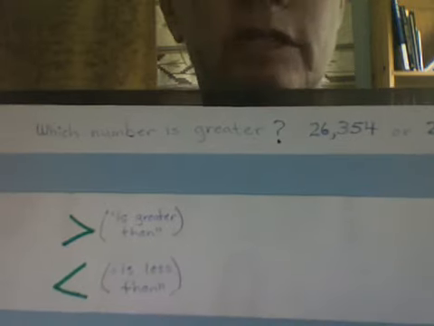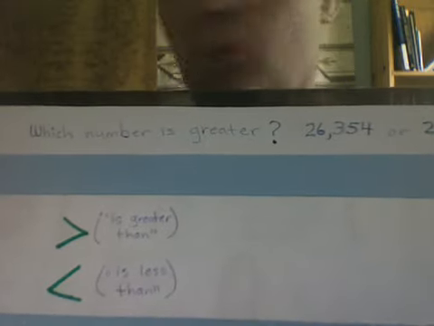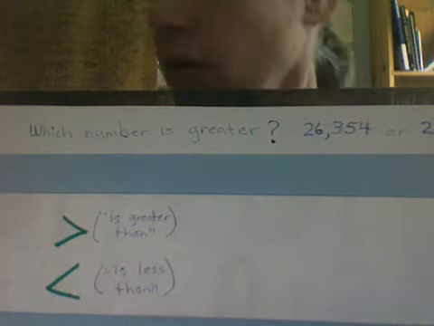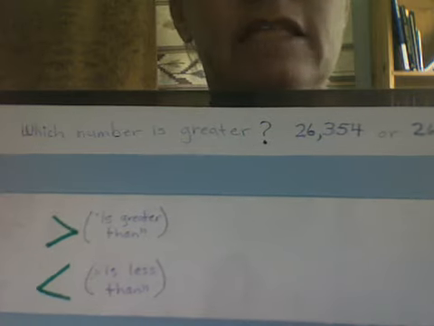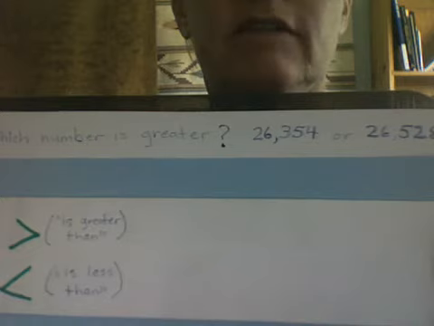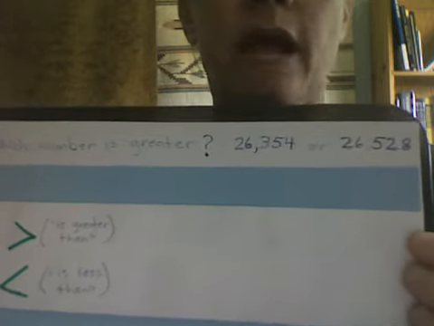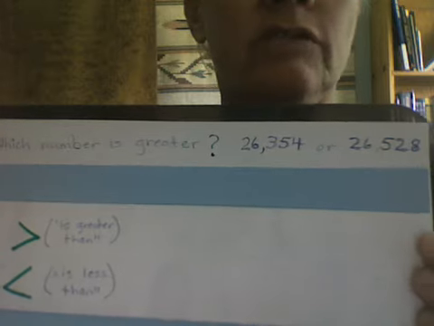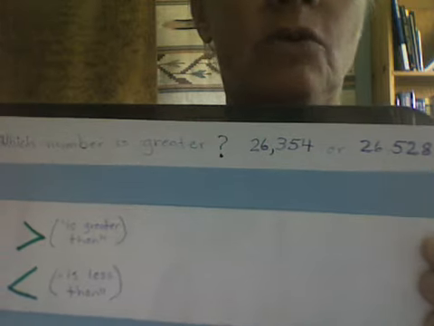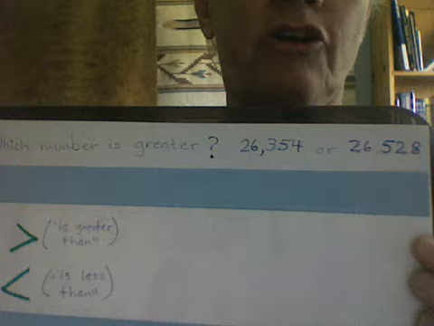If we wanted to use the less than symbol to compare these same two numbers, we would just trade places with the numbers and say that 26,354 is less than 26,528. Both statements are correct as long as you use the reverse symbol, either the greater than or less than, to make it correct.